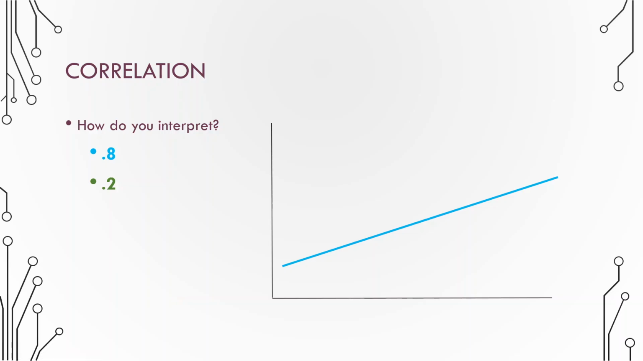A correlation of 0.2 would be a weaker connection, but it would still be showing the same thing, right? More social media use, more depression, or less social media use, less depression. The key thing there is that we're talking about the variables going in the same direction. As one goes up, the other one goes up. As one goes down, the other one goes down.